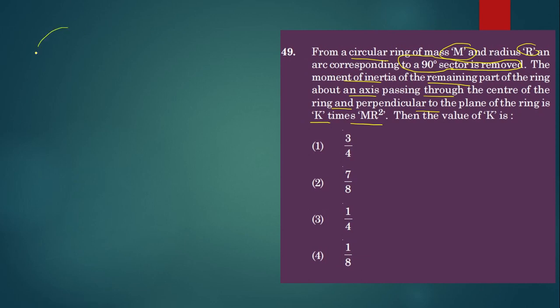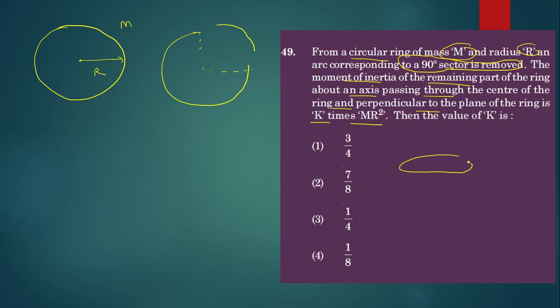Now according to the question, let's say this was the ring whose mass is m and the radius was equal to r. And then a quarter of the portion of the ring is removed. So it will be like this. This is the remaining portion and this is the removed portion. Now let's say the ring was rotating about an axis which is passing through the center of the ring and perpendicular to the plane. In that case, the moment of inertia would be mr square, that we know.